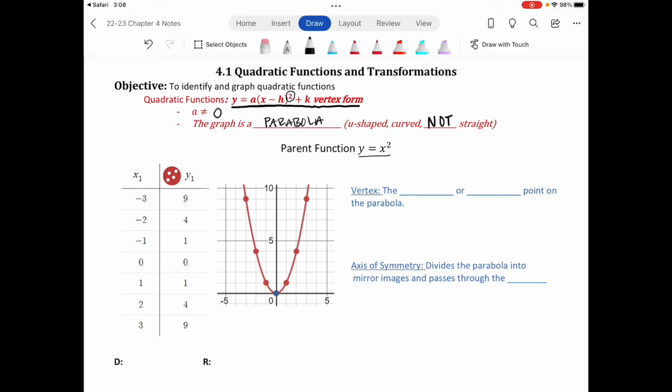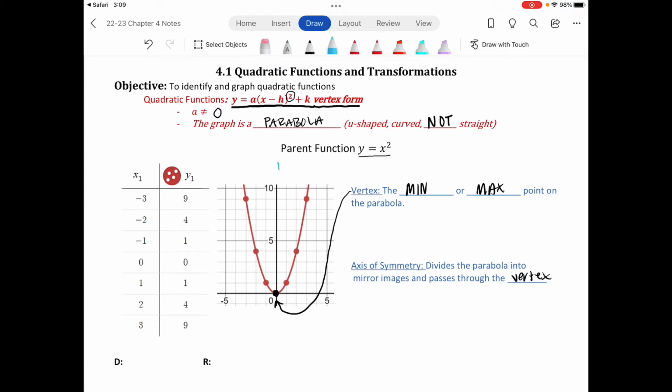And there's a couple features of this graph. First, we have the vertex. This is going to be the minimum or the maximum point on the parabola. Our vertex on this graph is found right here at the bottom. We have a minimum. Then the axis of symmetry. This is going to divide our parabola into mirror images, and it always passes through the vertex.